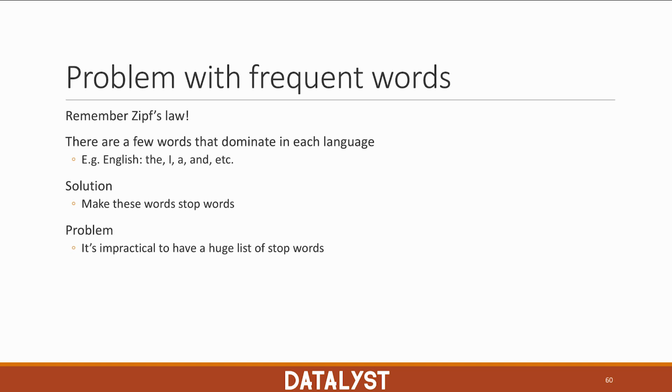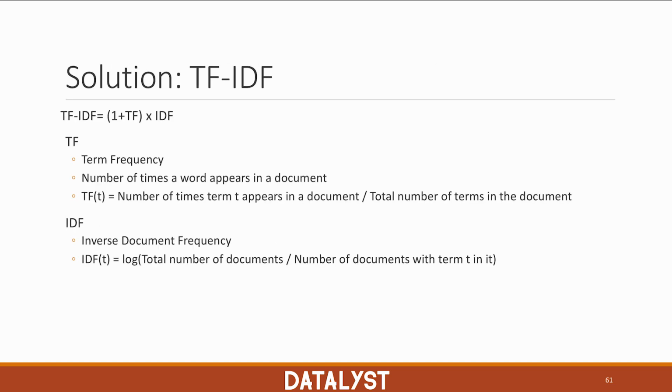So what's a solution? Well, a solution is to turn these words into stop words and then remove them from our dataset and then move on with this heuristic of using the most frequent words. However, it is impractical to have a huge list of stop words for each and every language. So what can we do? The solution is called TF-IDF.